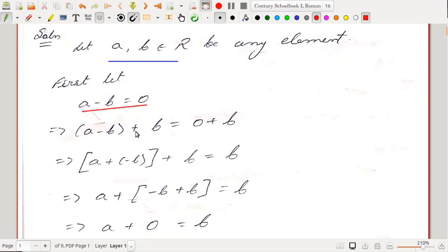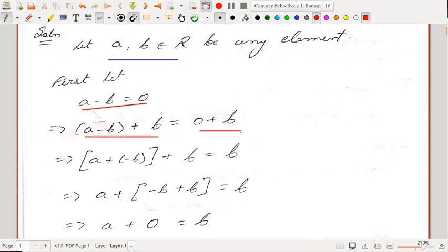Since B is also an element, A minus B is also an element of the ring, so A minus B can be added with B, so we can add B on both sides, right? A minus B plus B is the same as adding 0 and B, because A minus B and 0 are equal. And then we can use the fact that A minus B is actually A plus minus B, then plus B, and 0 plus B is B by definition of the 0 element, right? And then we can use the associative property here.